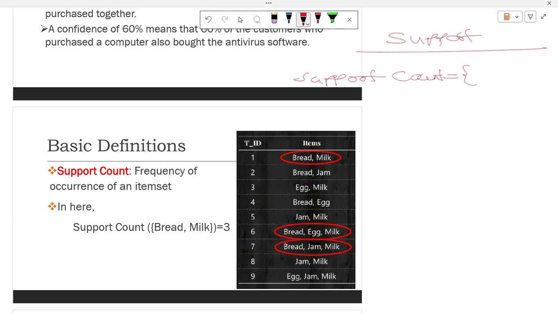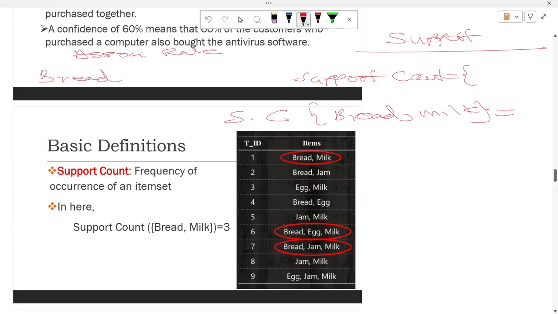Now, let's say we need to calculate the support count of bread and milk in this example. Just think about it: you have one association rule. It says bread implies milk.